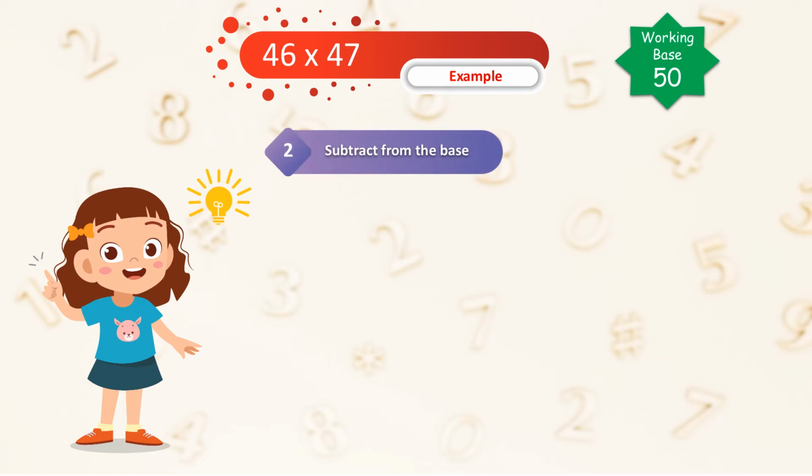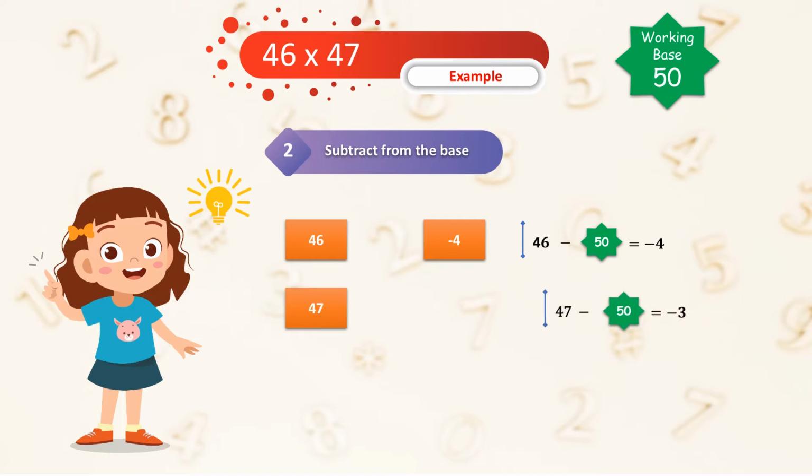The second step in the process is to subtract the numbers 46 and 47 from the working base. Let's take 46 first. 46 minus 50 equals minus 4. We now repeat the same step for the number 47. 47 minus 50 equals minus 3. So we put a minus 3 next to 47 and a minus 4 next to 46. That completes our step 2.